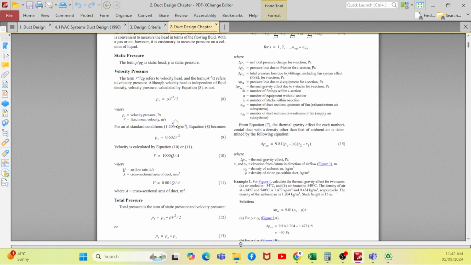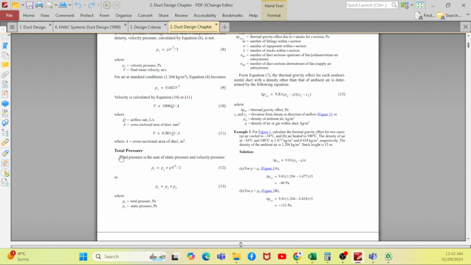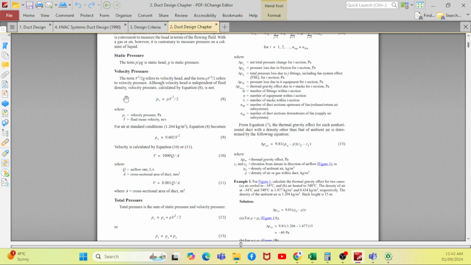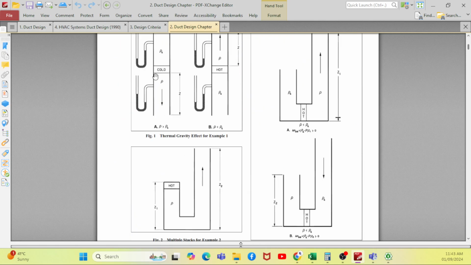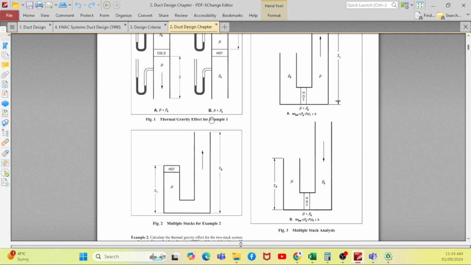In shortcut, to calculate the total pressure, you are going to add the static pressure plus the velocity pressure. That equation is given here: PT equals PS plus rho V square divided by 2. To calculate the static pressure, there is an equation. You can see the different U-tube manometers, how they measure the pressure drop in the ducting methods, right?